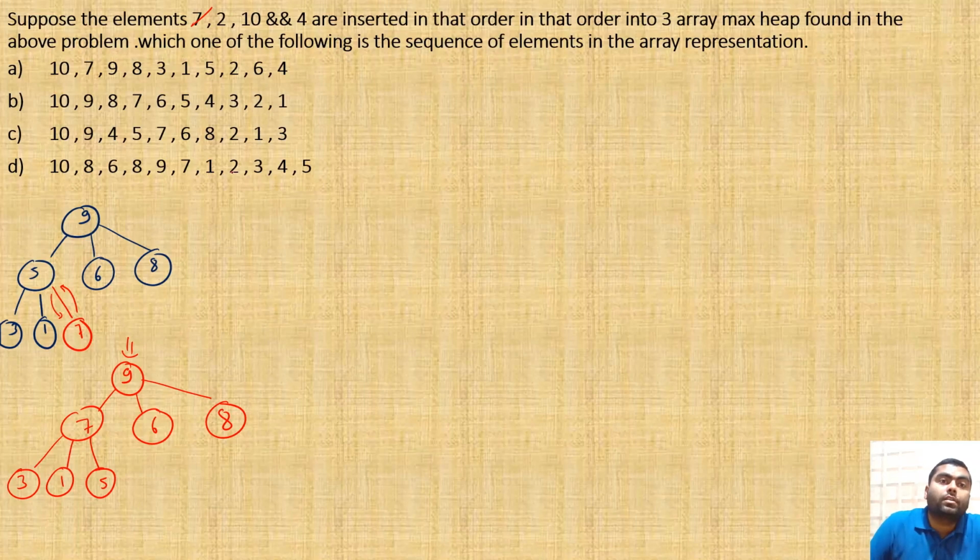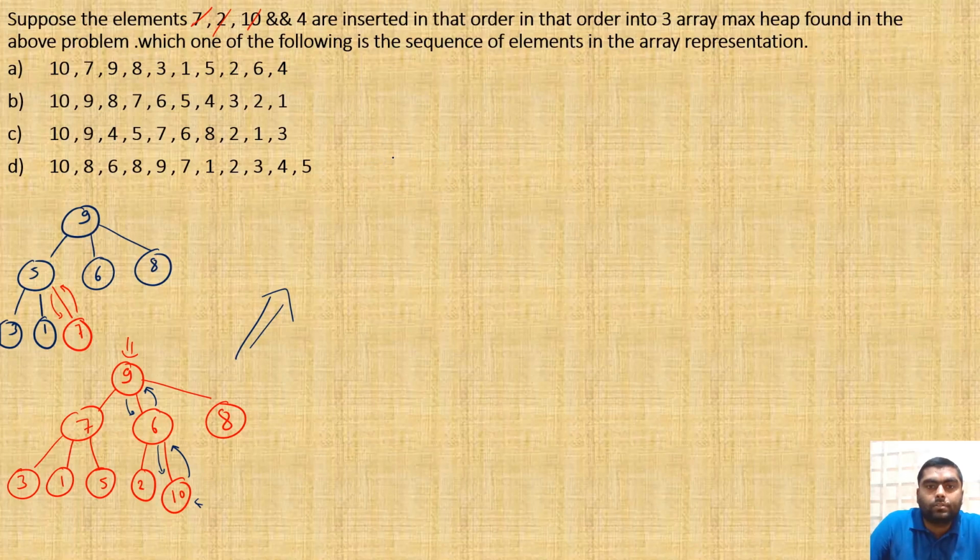Now it is okay. The next value to be inserted is 2. As soon as you insert 2 here, there is no problem. 2 is at its correct place because the root has a higher value. After this, 10. As soon as you insert 10 over here, there is a problem. 10 is not in its correct place, so 2 swaps are required.